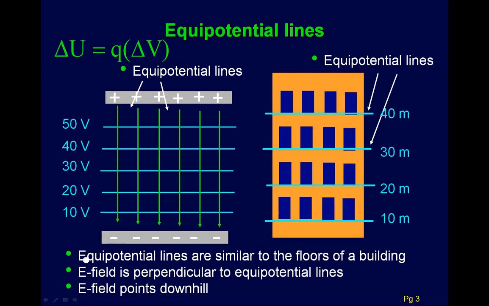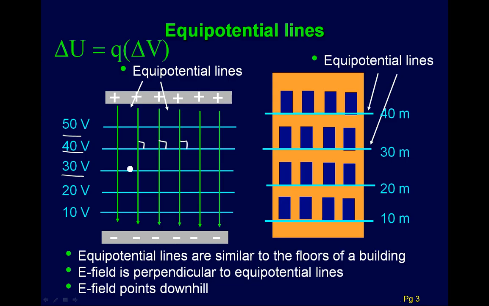Now let's see how this works, and we'll use this same example of a capacitor and then a building. They work very similarly. These potential heights here are very similar to the different floors in a building. So the first rule is the electric field has to be perpendicular to the equipotential surface. You can see here that the electric field is 90 degrees to these little blue lines.